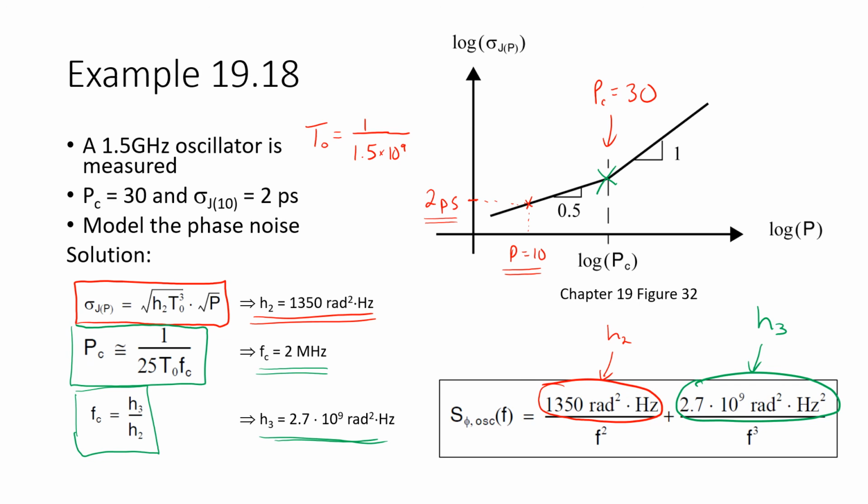So we end up with a quite useful model for phase noise covering these two regions here. The 1 over f squared region and the 1 over f cubed region over here. And with the corner frequency FC in between.